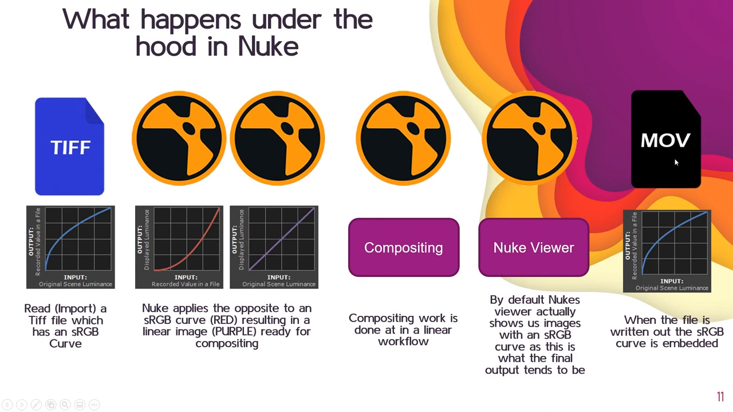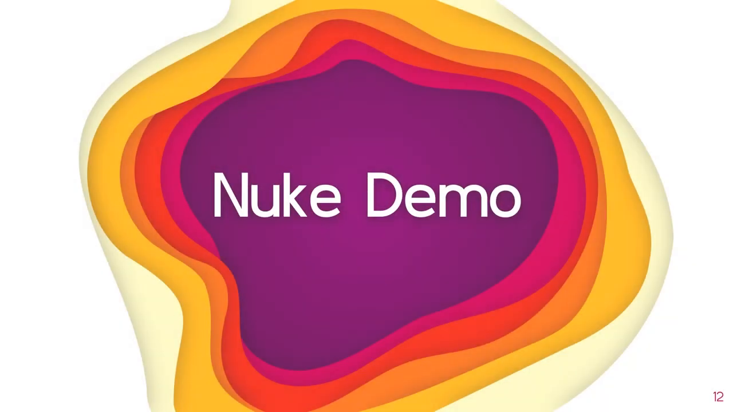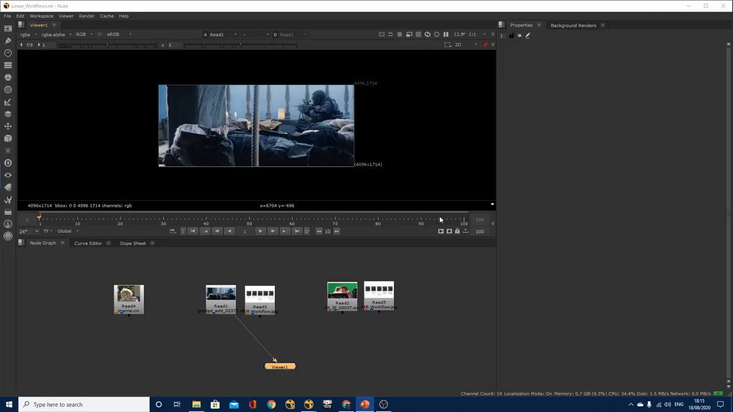And then when you render it out, let's say to a MOV, if it's an sRGB color space that you render or export to, then this curve will be reapplied. So when you play it back, it'll look like it should look, okay? So what we're going to do is put this into context now. I'm going to show you a little demo inside of Nuke, okay?